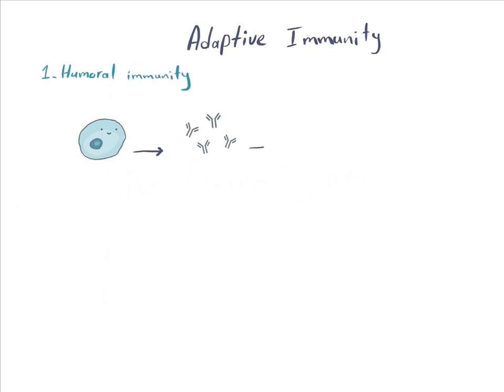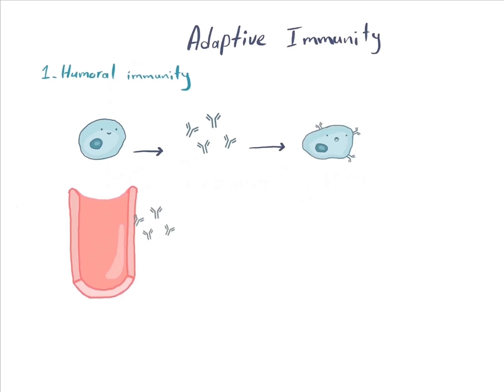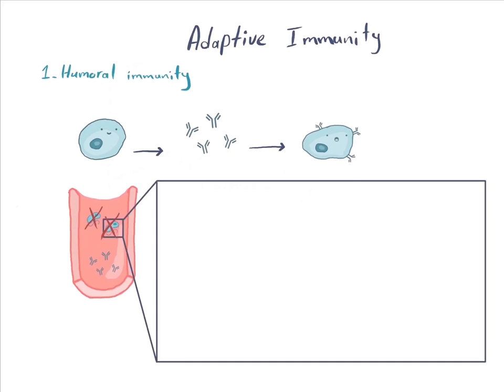There are two types of the adaptive immunity. The first type is the humoral immunity, which is mediated by antibodies and antibody-secreting B lymphocytes that are called plasma cells. Antibodies can enter the circulation and the mucosal fluid and neutralize and eliminate microbes that are present there.